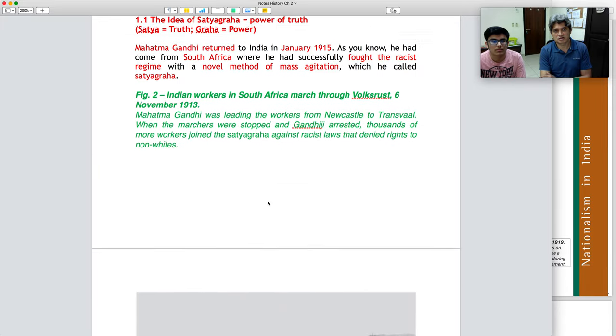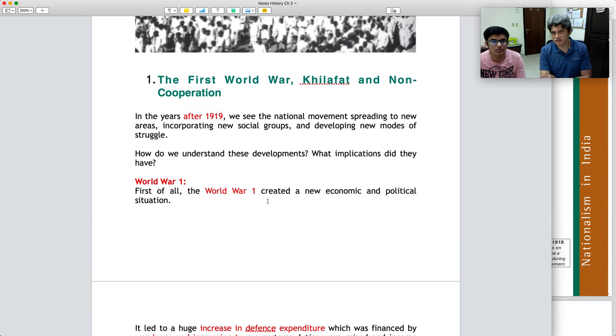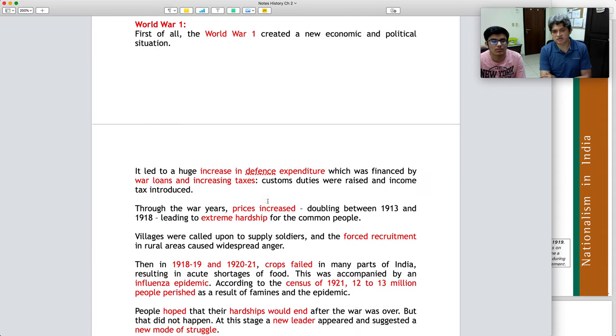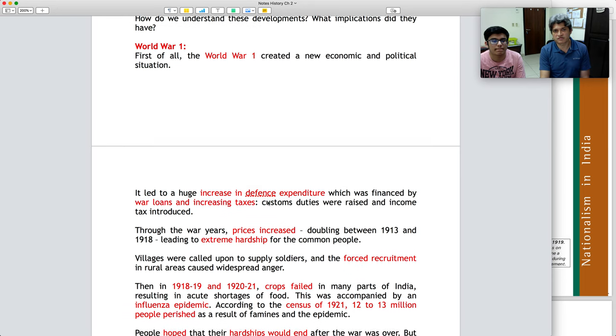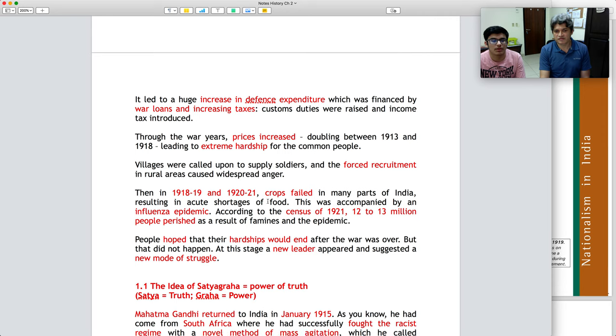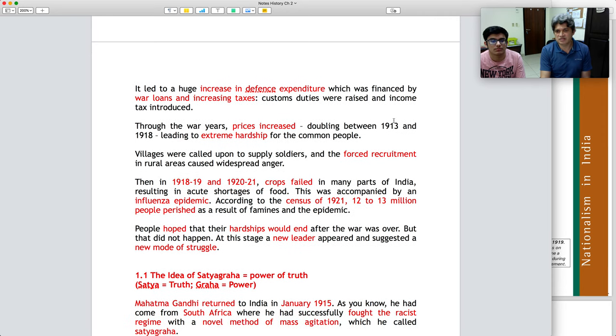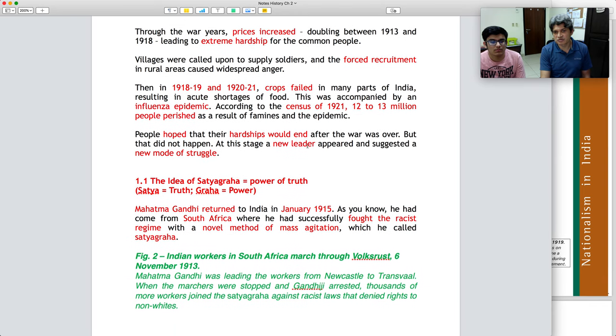Satyagraha means that we have started a new form of struggle against the Britishers, against the background of hardships that were brought about because of World War I, forced recruitment, crop failure, prices doubling between 1913 and 1918, and extreme hardships for people. And this influenza epidemic where 13 million people died. So people thought that the war is going to end these miseries, but it did not happen.